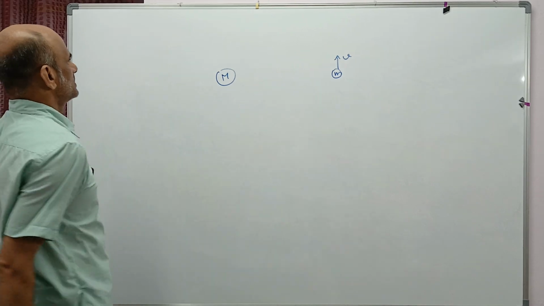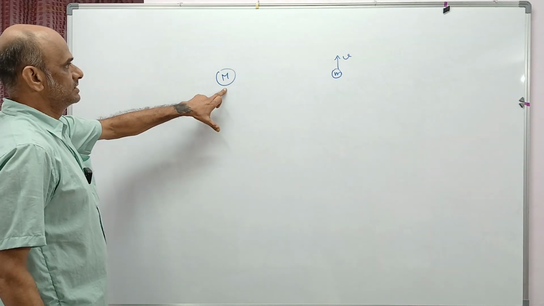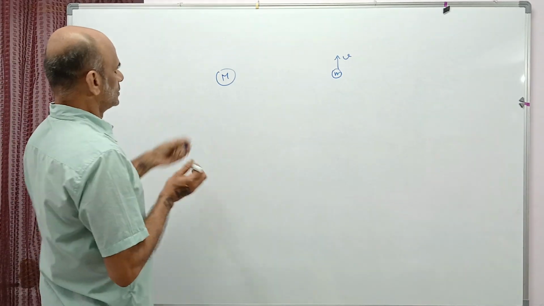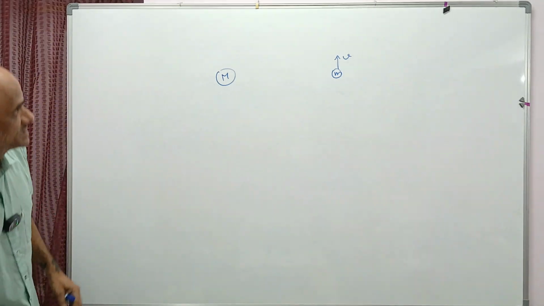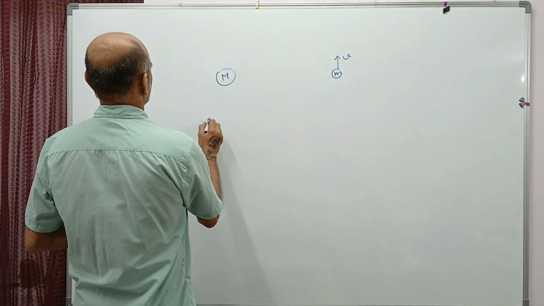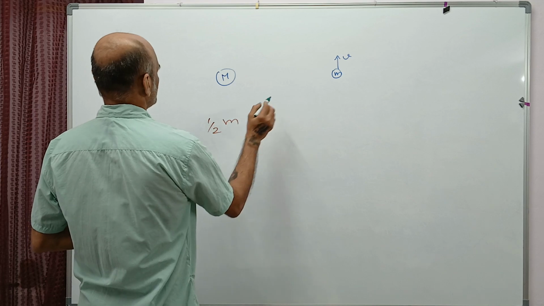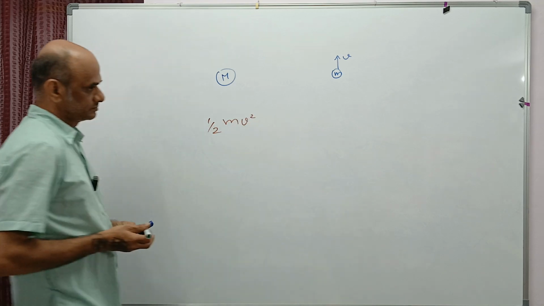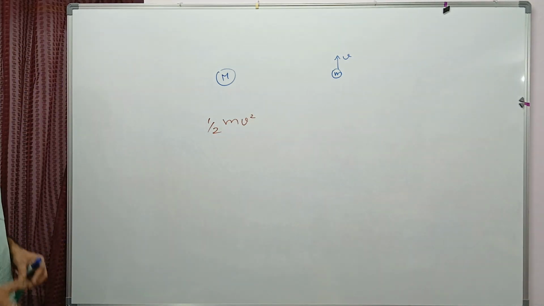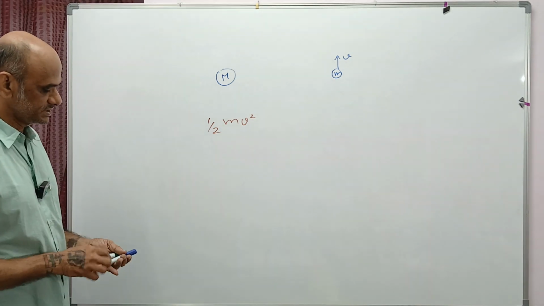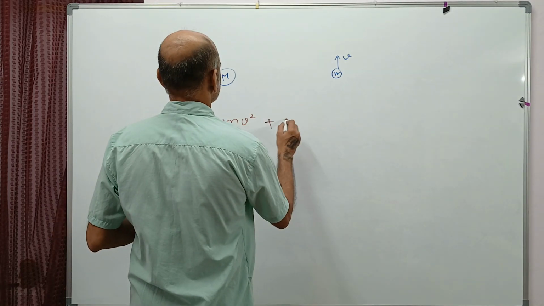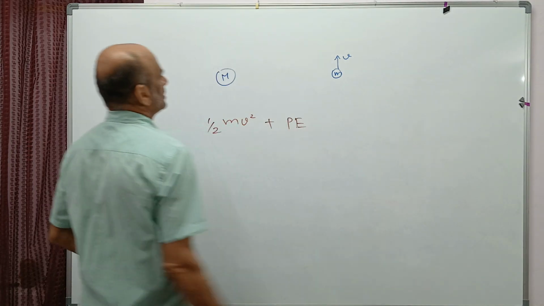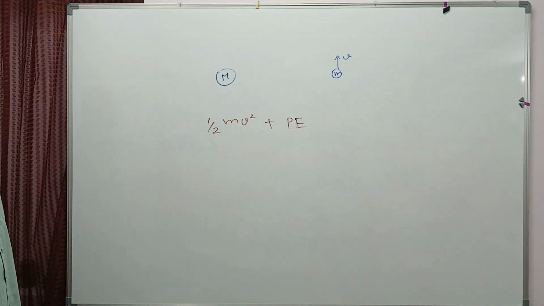So what is the energy of the system? Let me assume this thing is at rest, or I can attach my frame to this one. So with respect to that frame, this mass is at rest. So the energy of the system is half m v square. In addition to this, in general, a physical system can have one more energy, which is potential energy. Here in this case, gravitational potential energy.